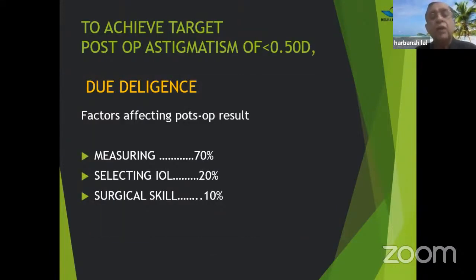And once we are trying to achieve the target of post-operative astigmatism of less than 0.5, due diligence has to be given to all the factors. And among factors affecting post-op results, to my mind, measurement is the key. Measuring wrong, and selecting the IOL, is another most important part. And ultimately, surgical skill plays a very minimal role. If I have to give weightage, I'll give 70% to the measurement, 20% to the selection of the IOL, and 10% to the surgical skill.